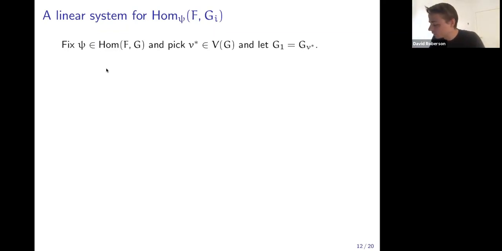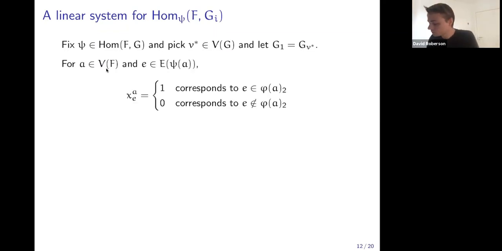And we need to pick some specific G sub 1. Just to be concrete, I'm going to do this for G sub 1 first, and then I'll tell you how it works for G sub 0. It's very simple. Basically, for every vertex A of F, and every edge incident to this image psi of A. Remember, this psi is a homomorphism from F to G, so this psi of A is a vertex of G.